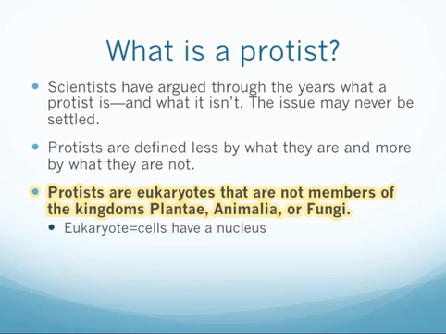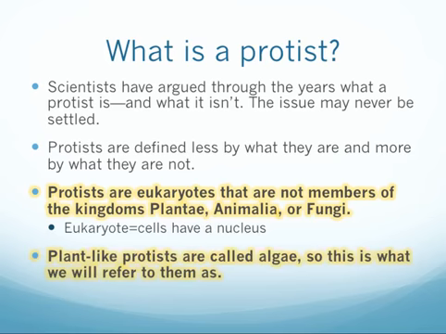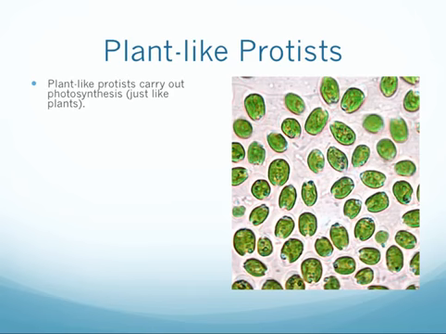Remember, eukaryote means the cells have a nucleus, and so protists do have a nucleus, but they are not plants, animals, or fungus. They're protists. Plant-like protists are called algae, so this is what we will refer to them as throughout the lesson. Plant-like protists carry out photosynthesis just like plants. That's why they're plant-like. Plant-like protists carry out photosynthesis, and so do plants.